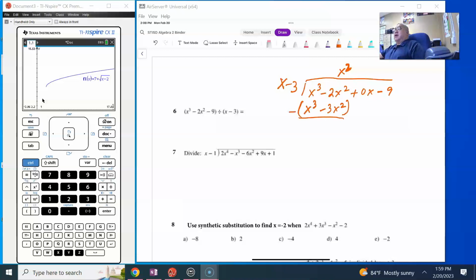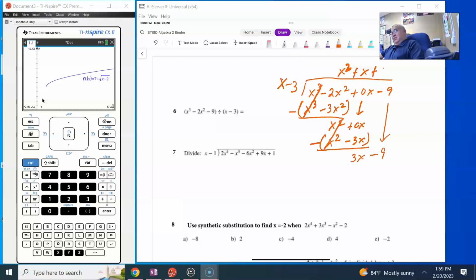Minus x cubed minus x cubed. We have negative 2x squared minus the negative 3x squared, which is just x squared. Bring down the 0x. X times what gives you x squared, so it's going to be x. X times x gives you x squared minus 3x. Subtract. 0x minus the negative 3x gives you 3x. Bring down the minus 9.